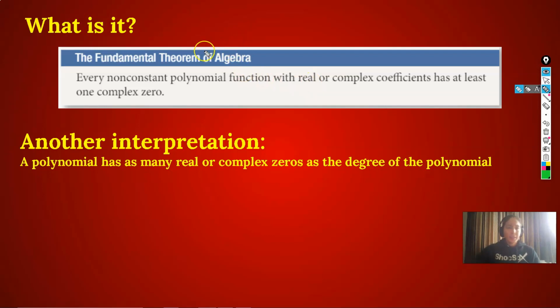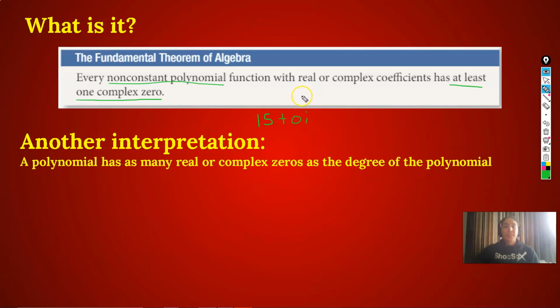A technical definition is that every non-constant polynomial, so just think of a polynomial with a variable. Does your polynomial have a variable in it? Great, it's a non-constant polynomial. With real or complex coefficients, it has at least one complex zero. Remember, the reals are also a subset of the complex numbers. So the number 15 is still a complex number because it's really 15 plus 0i. It qualifies as being complex.